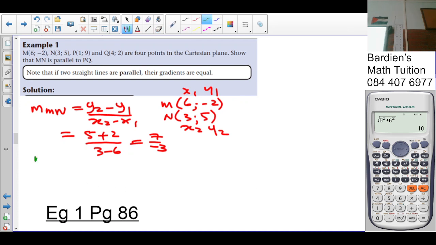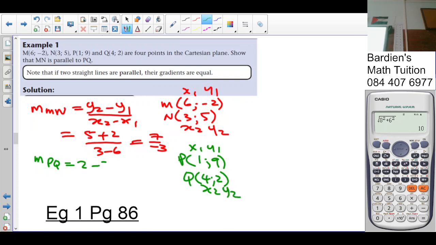Now let's look at the gradient of PQ. P's coordinates are 1 and 9, and Q's coordinates are 4 and 2. That's x1, y1, x2, y2. So that would simply be 2 minus 9 over 4 minus 1, sorry. That gives you negative 7 over 3, which is the same. You all agree with that?